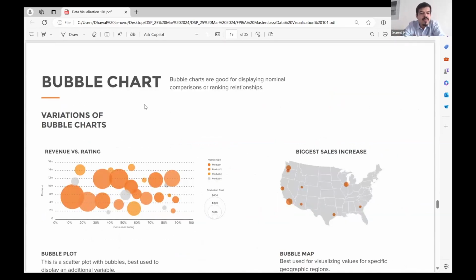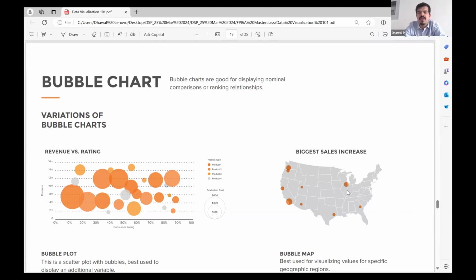Then comes the bubble chart. Now, bubble chart, again, there are 2 variations. You can use it on an X and Y axis where you have your revenue, for example, and your consumer rating, and you will see where there is a certain concentration, what is the volume, also along with what is the percentage of consumer rating. So these bubbles can tell you some information about which product category is concentrated where.